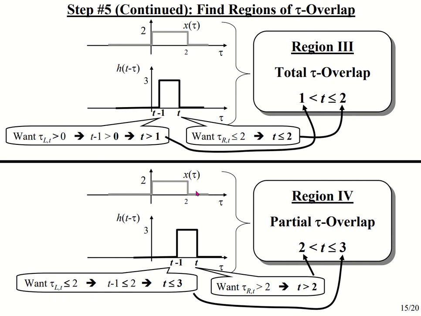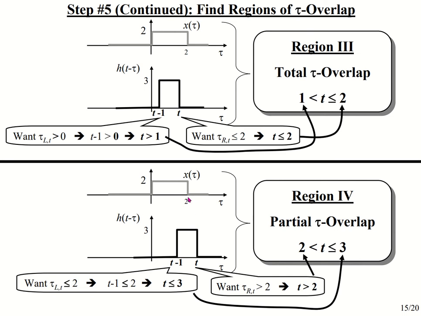Then the next case is when the pulse corresponding to h will come out, a portion of it will now be coming out of the pulse of x. The duration for this will be corresponding to time lying between 2 and 3.